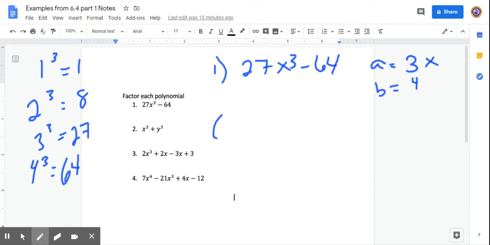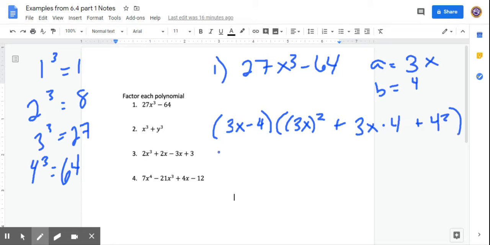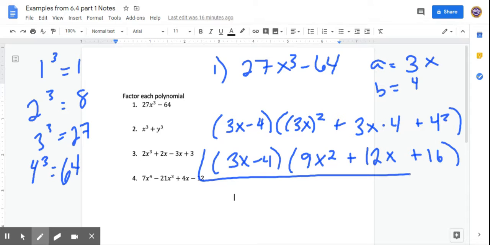And then we just do a minus b, so 3x minus 4, and then 3x squared plus 3x times 4 plus 4 squared equals 9x squared, because you have to distribute the exponent here. And then 3x times 4 is 12x plus 16. That's number 1. So let's do number 2 now.